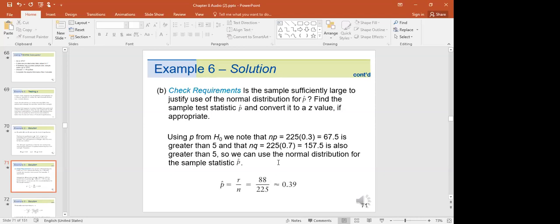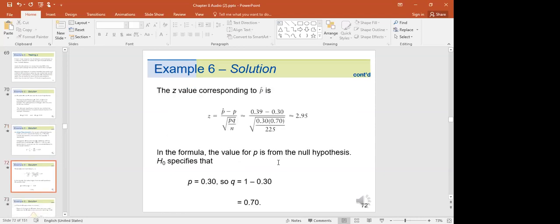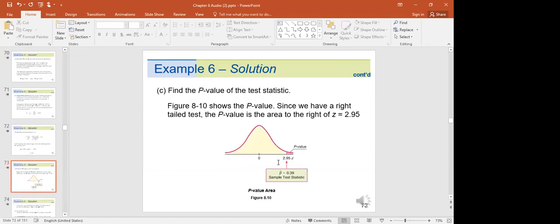Are you able to get it? Yes. Okay. So the sample proportion is 0.39, as you can see in your calculator. In some of your quiz questions, I may just ask you for this sample proportion p hat, which is number of successes divided by sample size. Then we can see Z equals 2.95. And the p-value is, can you tell me what the p-value is?